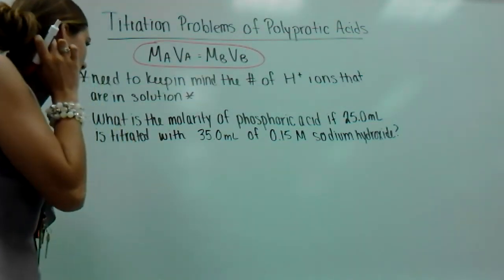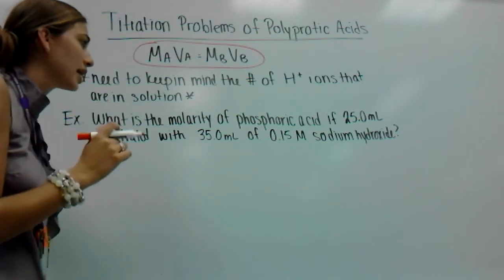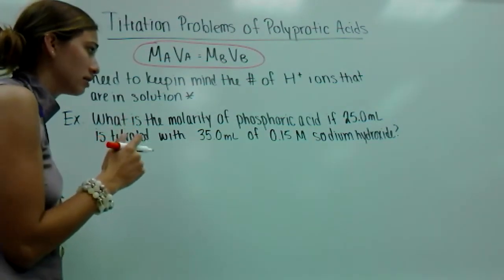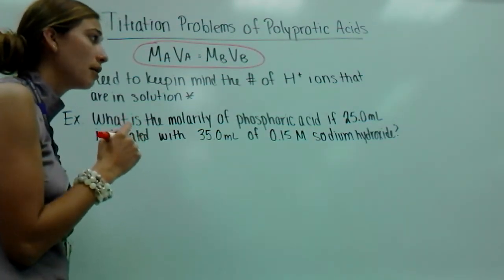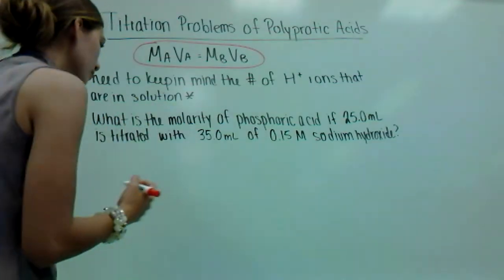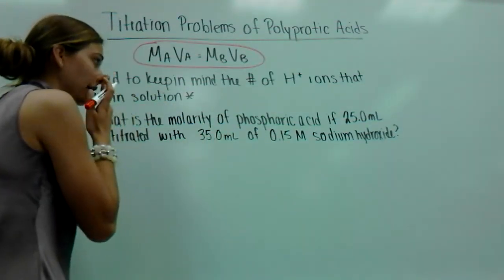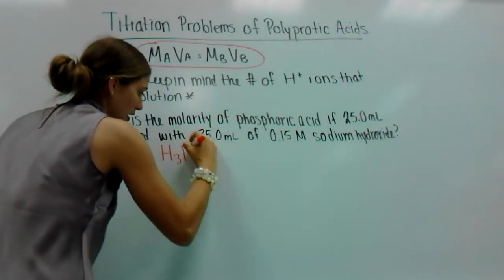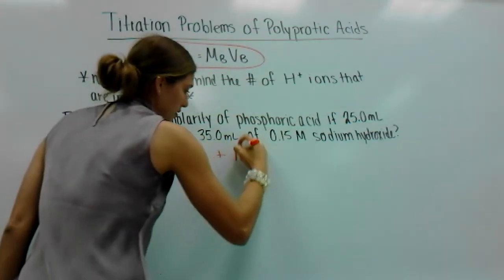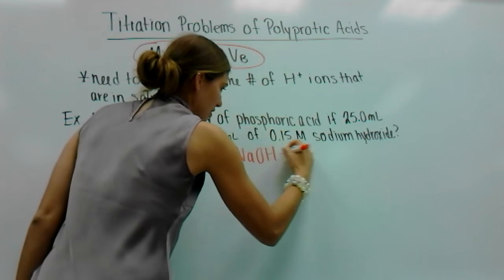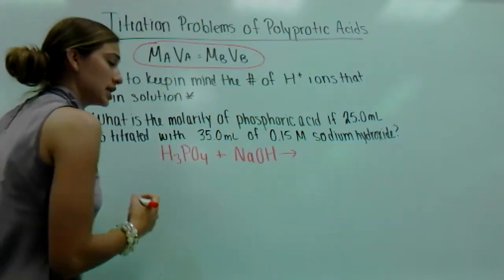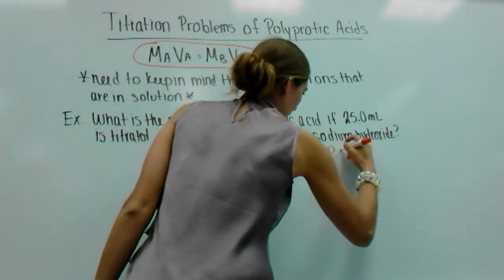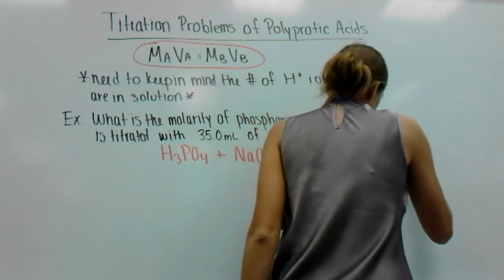So the example problem that I have up here says, what is the molarity of phosphoric acid if 25.0 milliliters is titrated with 35.0 milliliters of a 0.15 molar sodium hydroxide? So the first thing that we're going to have to do is write out our equation. So we're going to have H3PO4 plus sodium hydroxide. And this right here is an acid plus a base, so we know it's a neutralization reaction. So it's going to form Na3PO4 plus water.